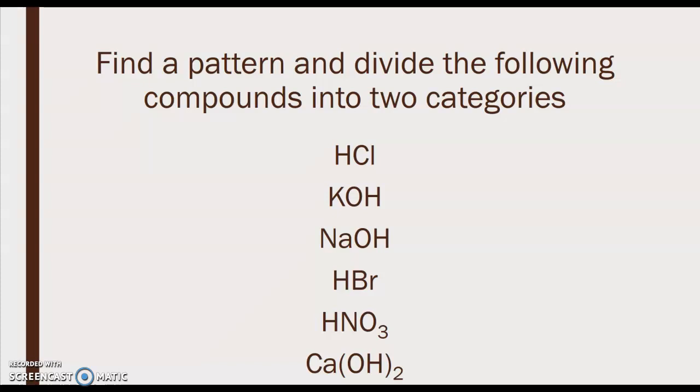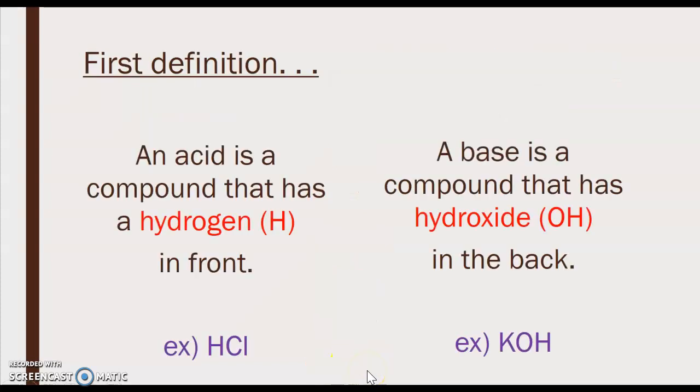So maybe you notice that a couple of these formulas have a hydrogen in front. So maybe we'll lump those together. But then what does that leave the other three? The other three all have OH in the back of the formula. If you remember, OH is a polyatomic ion called hydroxide. So we can make one category of the compounds that start with hydrogen and one category of the compounds that start or end with hydroxide.